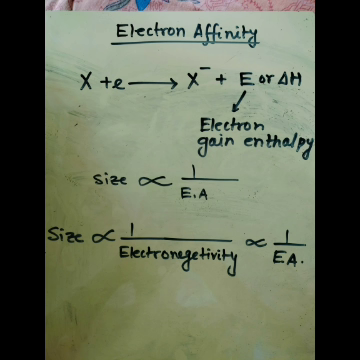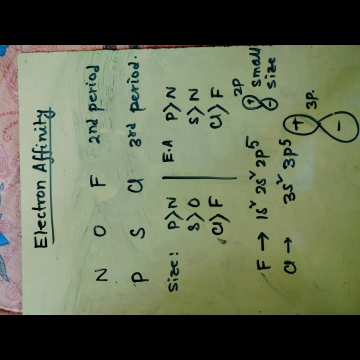Sometimes there are exceptions, that is, in the size order of oxygen and sulfur: oxygen has a smaller size than sulfur. Similarly, nitrogen has a smaller size than phosphorus, and chlorine has a larger size than fluorine. So the electron affinity order should be fluorine greater than chlorine, oxygen greater than sulfur, or nitrogen greater than phosphorus, but actually it does not happen.